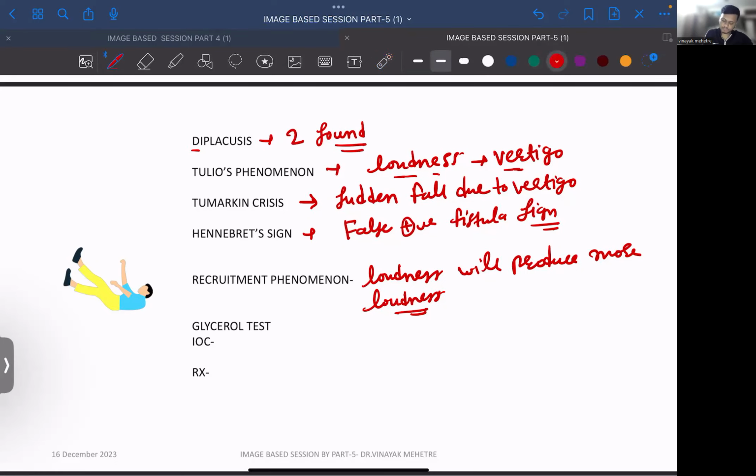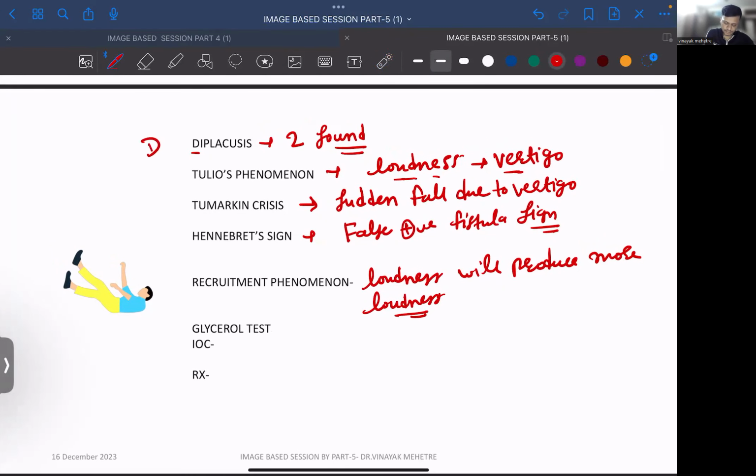You can use a mnemonic if you want. The mnemonic is direct to home, that is DTH: Diplacusis, Tullio's phenomenon, Tumarkin sign, Hennebert sign, Recruitment phenomenon, seen in Meniere's disease.